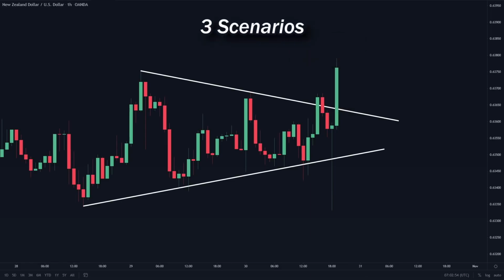Now, there are three scenarios that could happen after a momentum candle has formed. First, the price continues to trend upwards. Second, the price makes a pullback towards the key level before continuing upwards. And third, the price reverses downwards, and this counts as a false breakout.